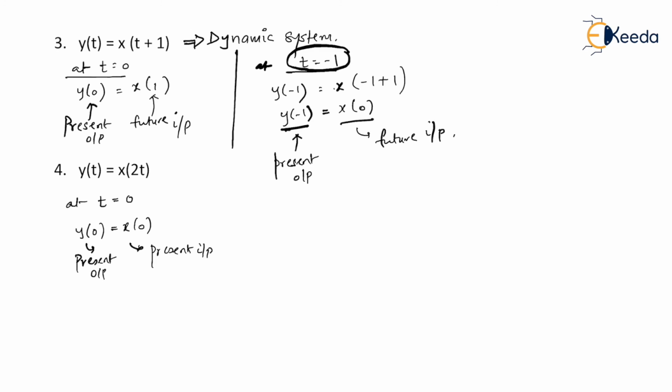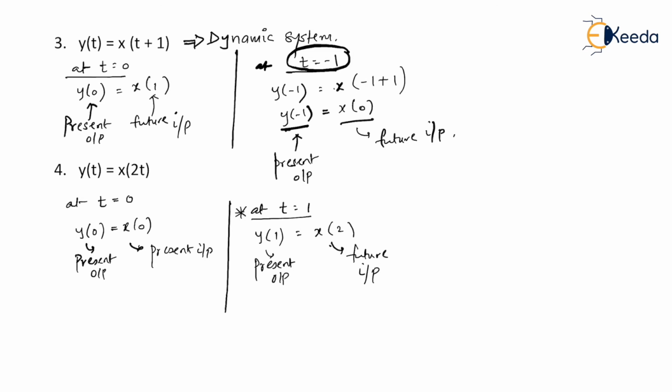So don't come to the conclusion right away. Just take few more time instants and then only write the final conclusion. Let's say at t equal to 1, y of 1 will be equal to x of 2. So now look at this. When I say y of 1, since I'm talking about at t equal to 1, then it becomes a present time. So at that time, output status is called as a present output. So of course, x of 2 is called as future input. So here, present output depends on future input.